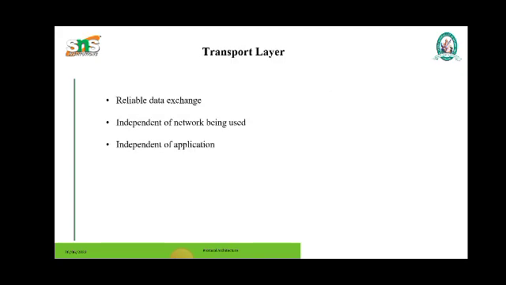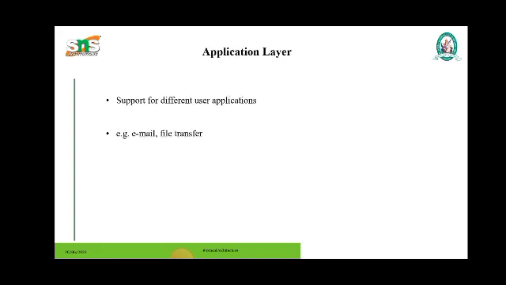The next layer is the transport layer. Up to the session layer, the file is in its own form. The transport layer breaks it down into data frames, provides error checking at the network segment level and prevents a fast host from overrunning a slower one. The transport layer isolates the upper layers from the network hardware. It is independent of the network being used and independent of the application.